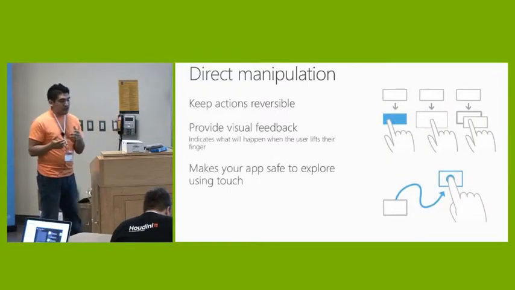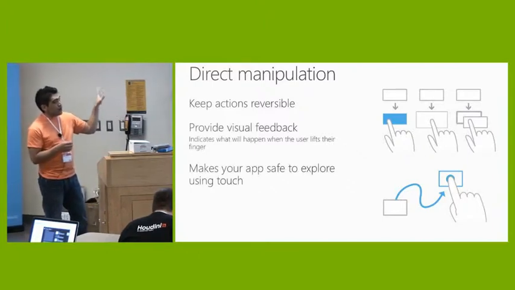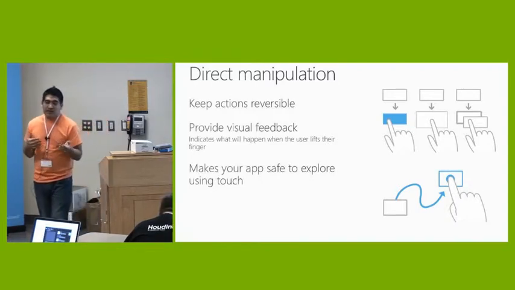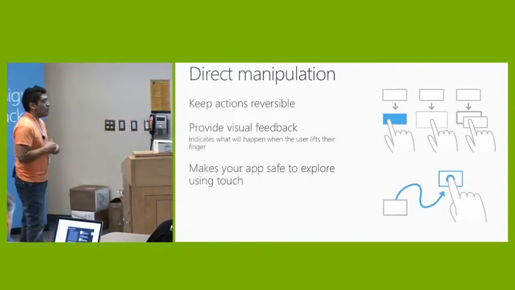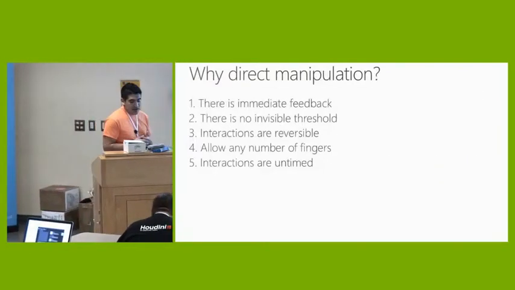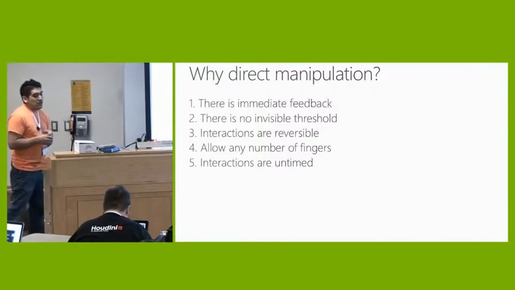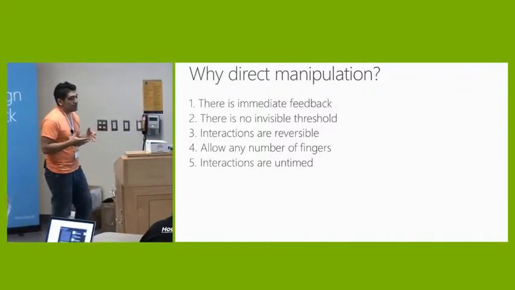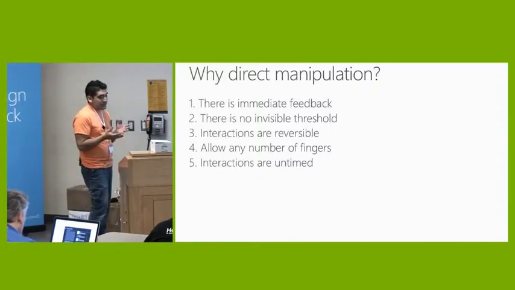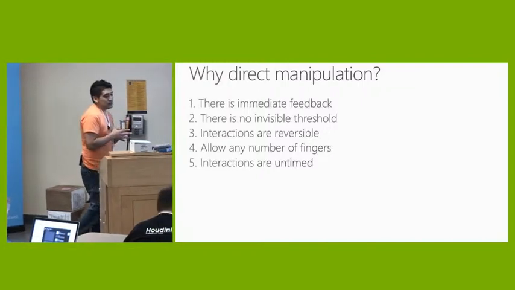Trying to keep items reversible. I'm not going to demo this, but basically that's grabbing the icon, holding it, and if you let it go, it'll just drop back in place where it was, allowing people to discover and look at different things within your application. It makes it really, really safe for users to explore the application and gain additional confidence while they're using your app. So really, there are 3 immediate feedback points, and there's no real invisible threshold. Interactions are completely reversible. Allow any number of fingers, and interactions are untimed.